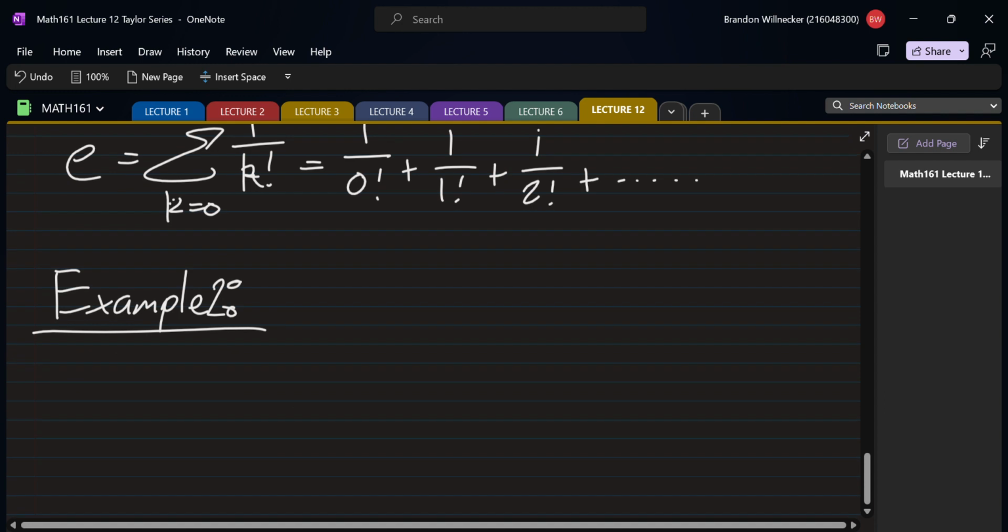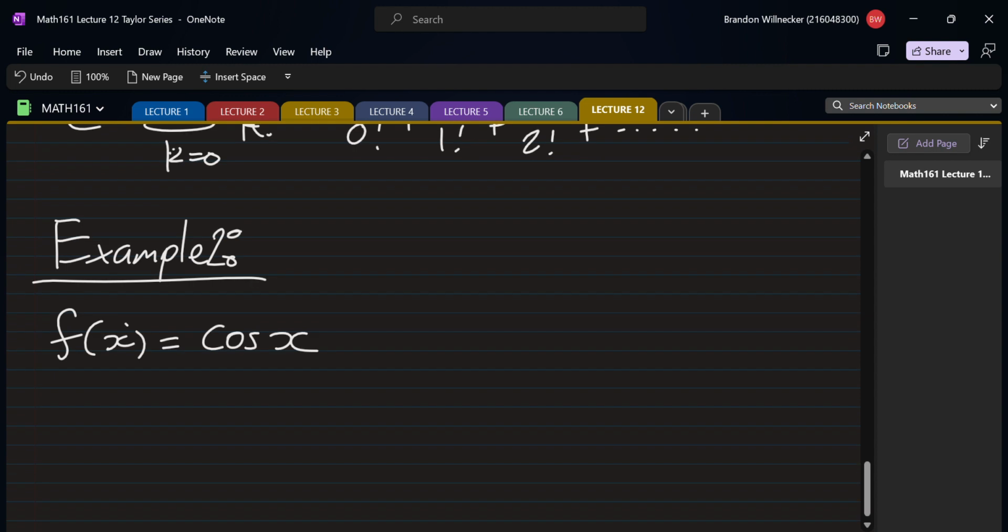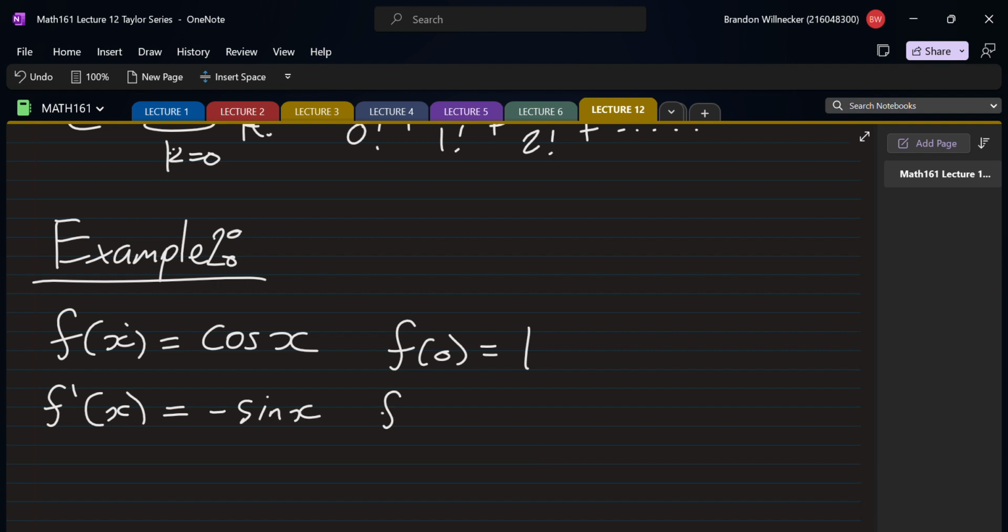Example 2. Here we have f of x equals cos x. This is a bit more difficult than the previous one, but not so bad. The first thing we want to do is evaluate this at 0, and we see that f of 0 is cos of 0, which is 1. That's the 0th derivative, or just leaving the function alone. Now we can calculate f prime. That's the derivative of cos, which is minus sine. If we evaluate this at 0, we get 0.